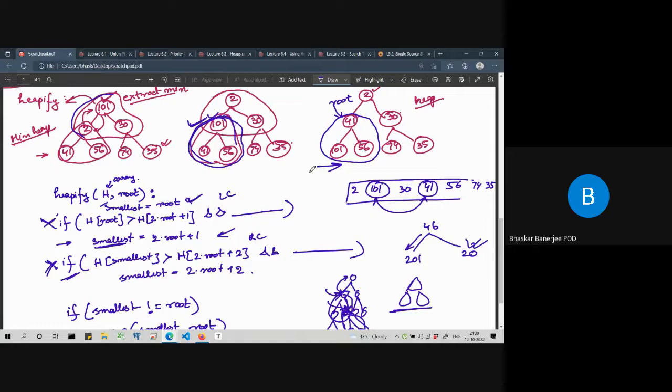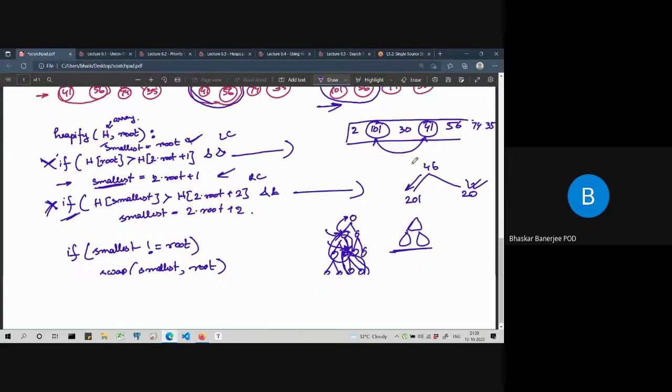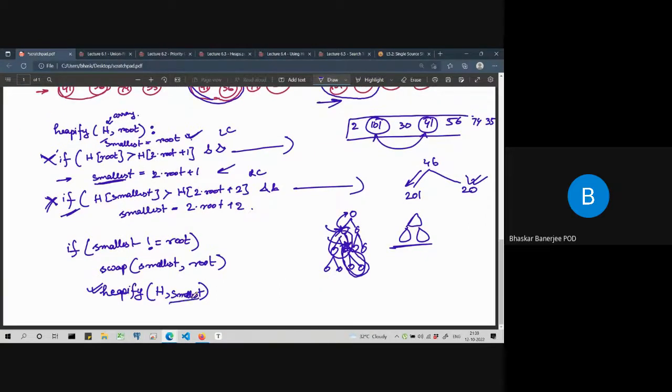So we are proceeding with the smallest. What is there in the smallest? When we are putting the smallest in the root, what are we putting? Either the left child is the smallest, or the right child is the smallest. Whenever you are comparing the left child and the right child over here, you have to check whether that is within the range of the array itself.